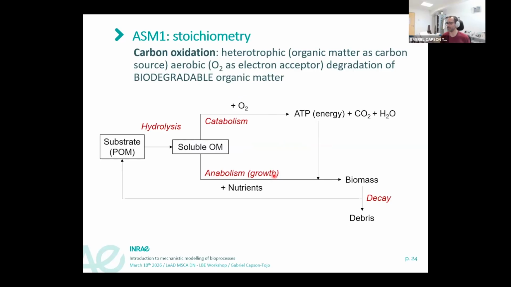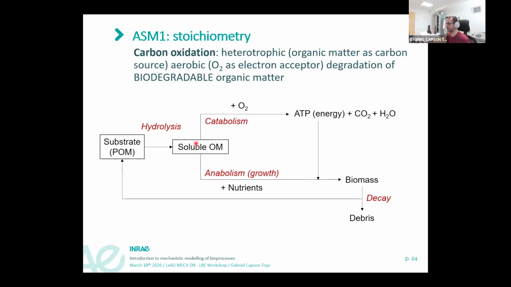So let's say that we have carbon oxidation. So heterotrophic growth, where organic matter in the wastewater is the carbon source, and we have aerobic growth, so oxygen is the electron acceptor. Generally, what we're going to have is, again, soluble organic matter, which is biodegradable. I'm not going to get into hydrolysis and all this stuff, but you have organic matter that is used for getting energy, so catabolism, using oxygen as electron acceptor, and for growth, anabolism, with some nutrients in there. You get biomass, and biomass dies, and then it becomes, again, particulate, which is hydrolyzed, and you get some soluble organic matter.